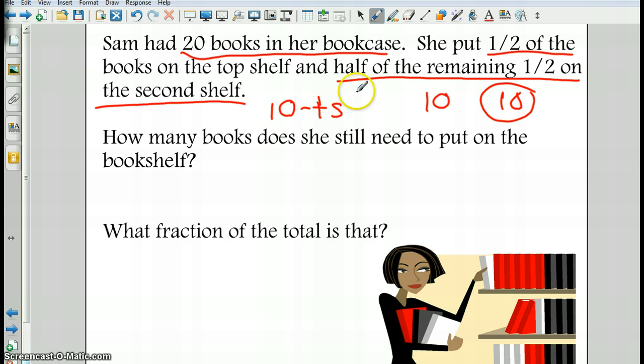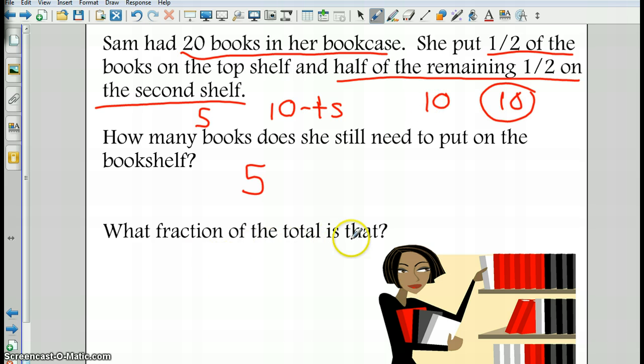Now, it says half of the remaining on the second shelf. So I know that she had 10 remaining, and I took half of those and put them on the second shelf. So half of 10 would be 5. How many books does she still need to put on the bookshelf? The answer would be 5, half of the remaining, or half of 10.